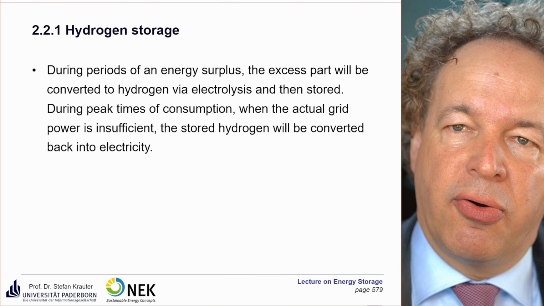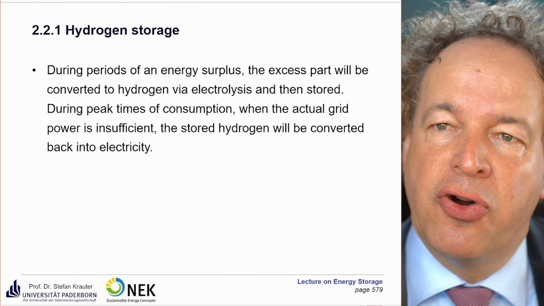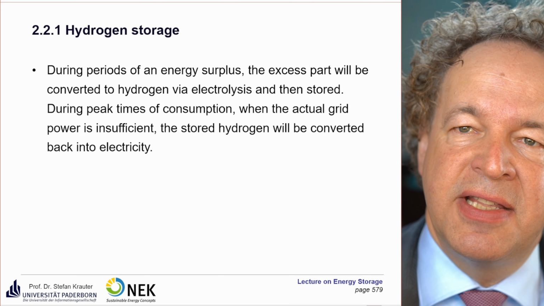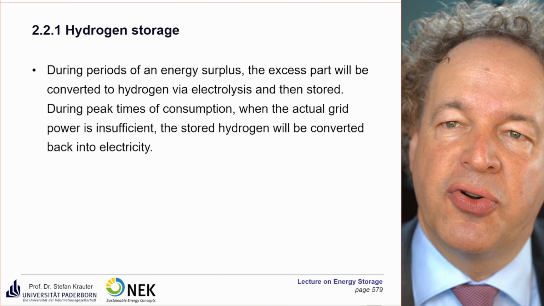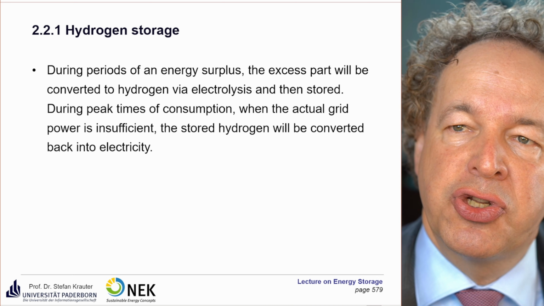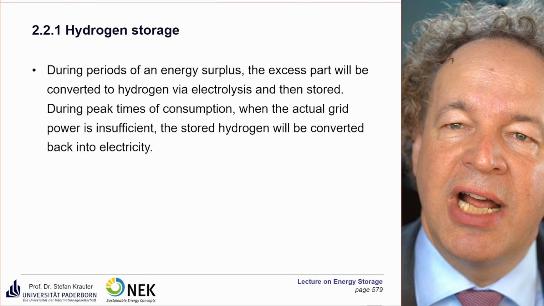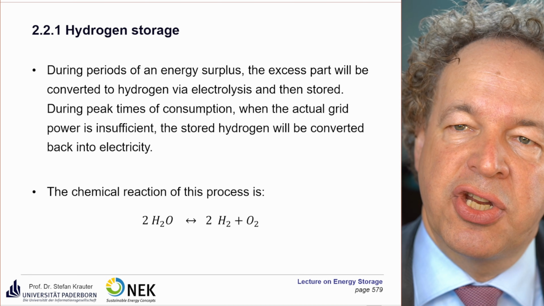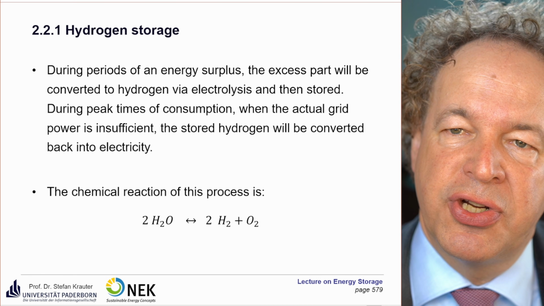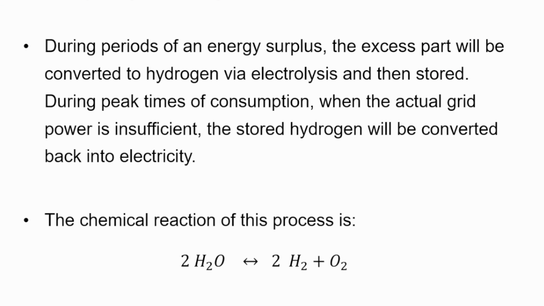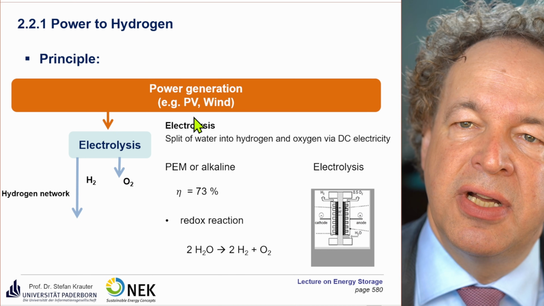When you use hydrogen storage during periods of an energy surplus, the excess part will be converted to hydrogen via electrolysis and then stored. During peak times of consumption, when the actual grid power is insufficient, the stored hydrogen will be converted back into electricity. The chemical reaction of this process is, so we have water first, 2H2O, converted into 2 H2 molecules and 1 oxygen molecule. So a redox reaction, here you see it again.